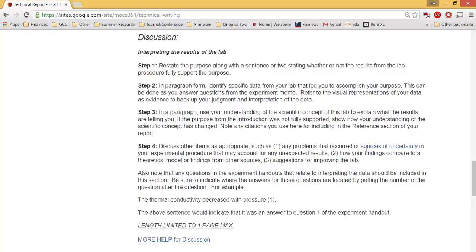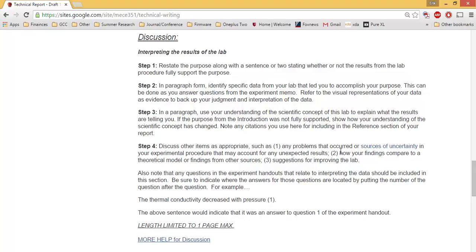To be sure that you answer all of the questions from the experiment handout, after each section of the discussion that is used to answer a specific question, you're going to put, at the last sentence, an open and closed bracket with the question number in it. So for example, in the last sentence here, the thermal conductivity decreased with pressure, you see open closed parentheses 1. That means that that sentence, or the sentences before it, answers question 1 from the experiment handout.